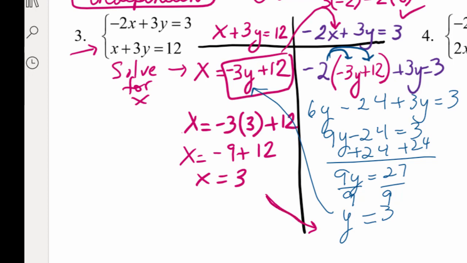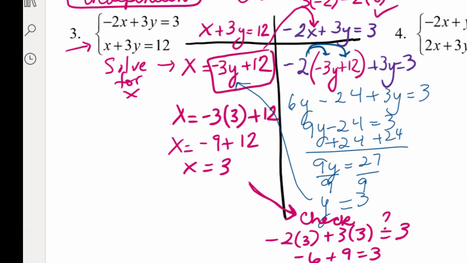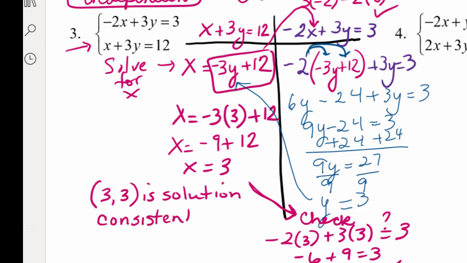And we're going to check. We're going to bring this over to the right-hand side to check. And we have negative 2 times x, which is 3, plus 3 times 3, which is our y. Does that equal 3? And we get negative 6 plus 9 equals 3. And so 3 equals 3. So that really checks. So our point of intersection is 3, 3. That's our solution. And what kind of system do we have? Consistent, independent again. Those are two lines that cross at one point of intersection.